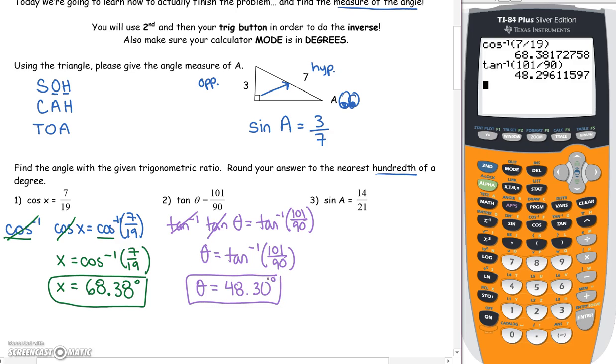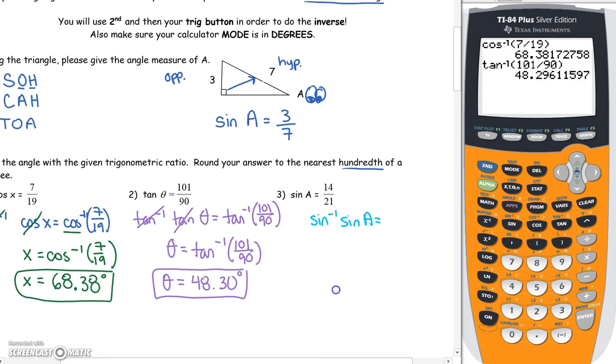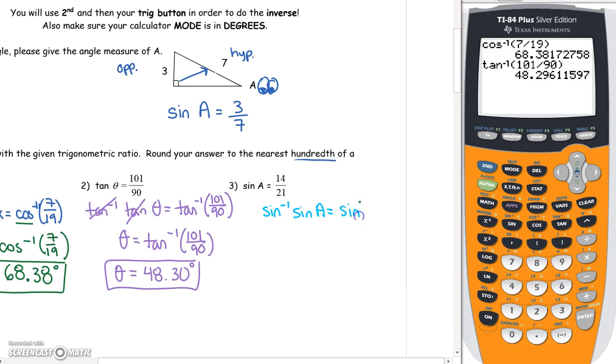All right, great job. Let's look at the sine one. For sine of angle A equals 14 over 21, we want to get angle A by itself. I'm pretty sure you're already ahead of me. In order to get rid of sine, we have to do sine inverse on both sides. So I'm going to do sine inverse of sine of A equals sine inverse of 14 over 21. So we're taking the sine inverse on both sides, and sine inverse cancel out, and we're left with angle A equals sine inverse of 14 over 21.